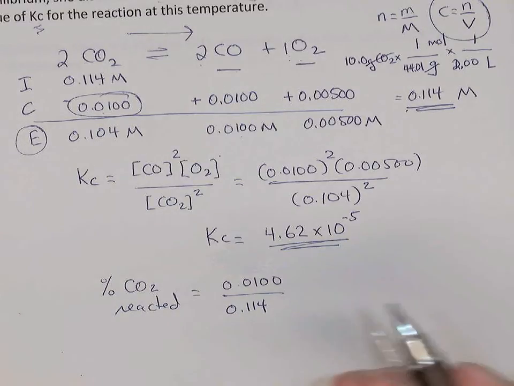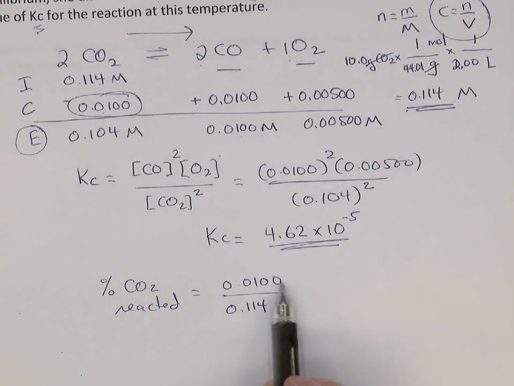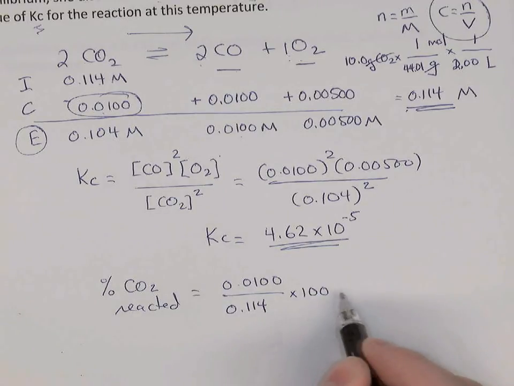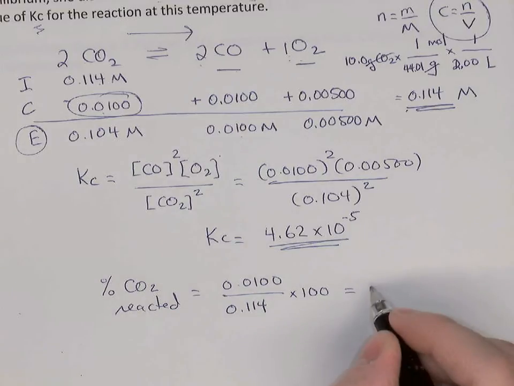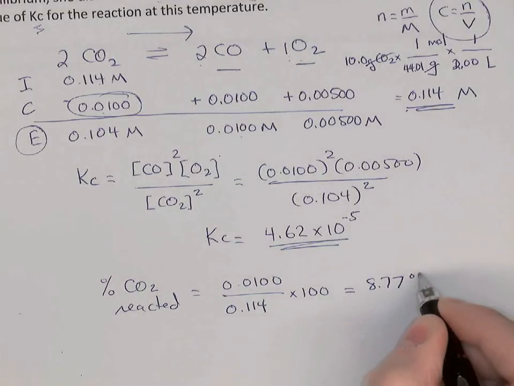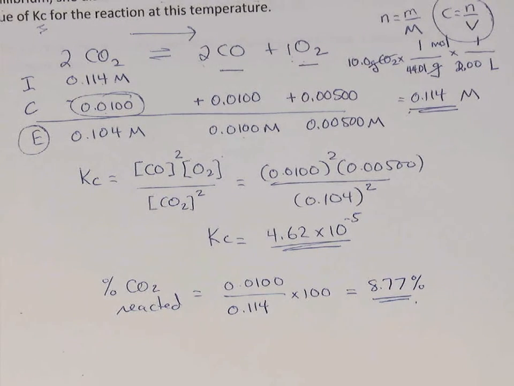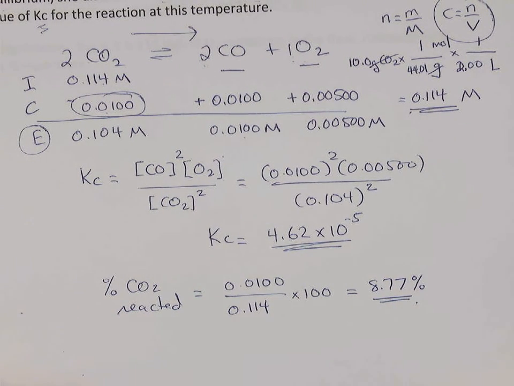What percentage reacted? Well, I'll take the amount that reacted, and I'll divide by what I began with. Then I'll multiply by 100 to get percent. So 0.01 divided by 0.114 times 100, only about 8.77% of the CO2 decomposed. Since so little decomposed, the Kc value is small. Okay?